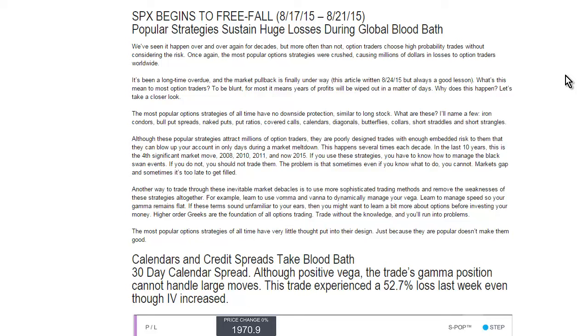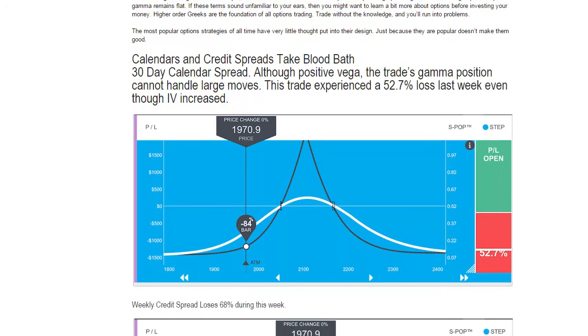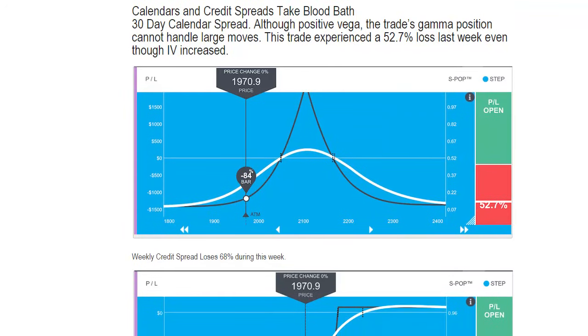You can go ahead and pause the video and read through this, but I want to cover a couple of the popular strategies. So the first one here is a calendar spread, and what I did was I recreated this trade, and then I basically back tested it. This is a 30-day calendar created on the SPX.